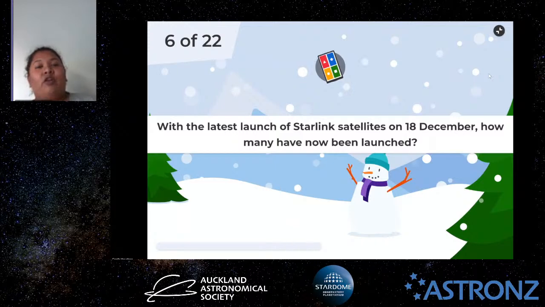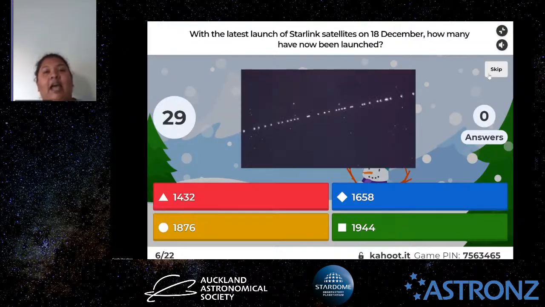Now, with the latest launch of the Starlink satellite launched on the 18th of December, how many of these Starlink satellites have actually been launched to date? So have a think, because we did have a few just being launched not too long ago, so that's on the 18th. So how many have we officially launched?